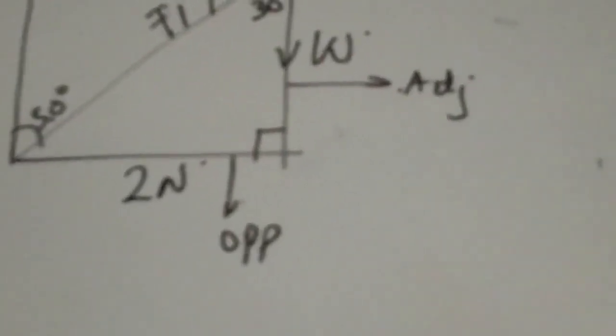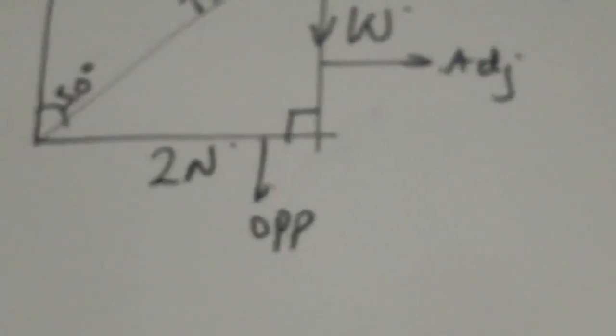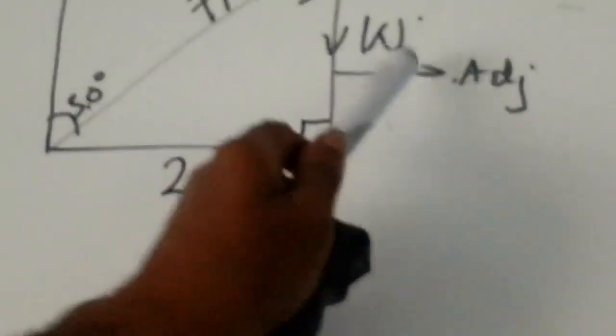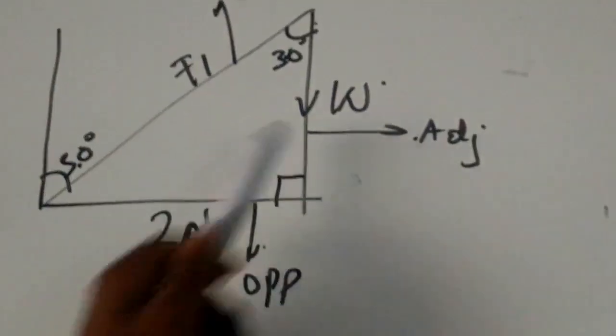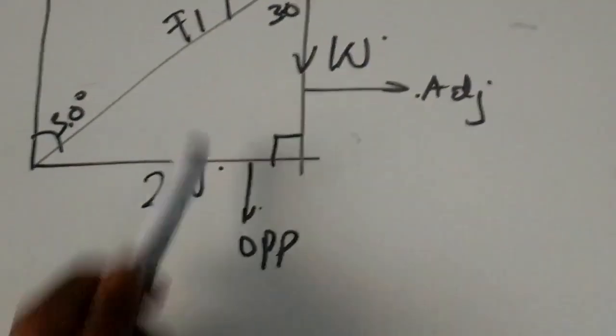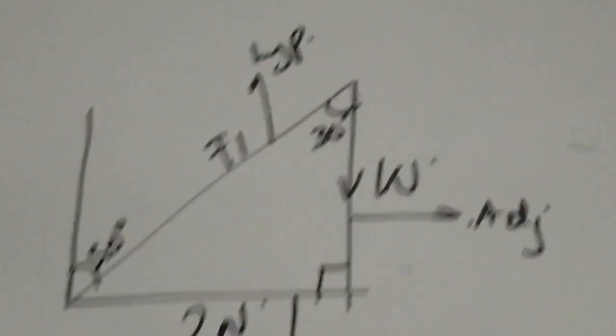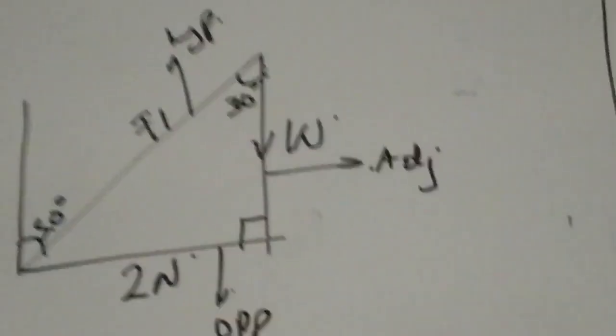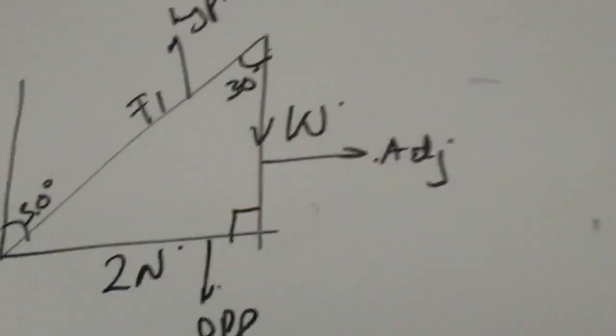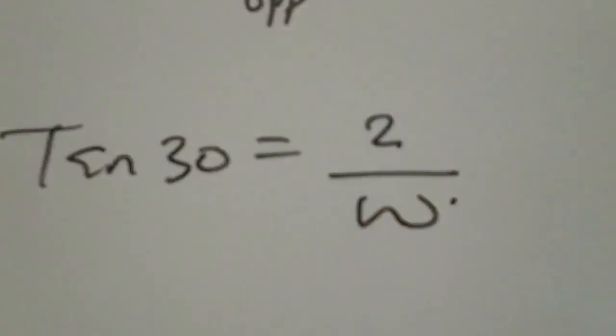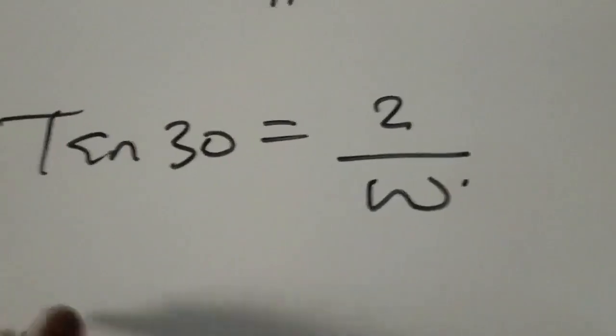So to solve this problem now, I'm going to combine the opposite and the unknown value. We're not looking for F1, we're asked to look for the weight, W. Opposite and adjacent give us tan, from the trig ratio. So now I have tan 30 equal to opposite, that is 2, over W. So W becomes 2 over tan 30.